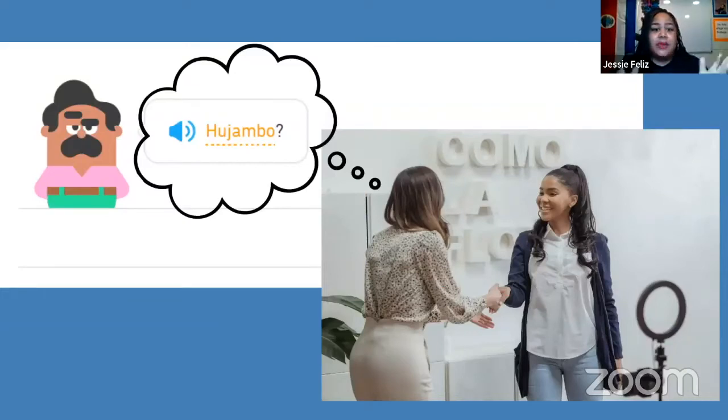Okay, chiquitos, vamos a aprender cómo decir cómo estás en Kiswahili. We're going to learn how to ask someone how they're doing in Kiswahili. Okay, chiquitos, repitan. Hujambo. Hujambo. Hujambo. Chiquitos, repitan. Hujambo. Hujambo.